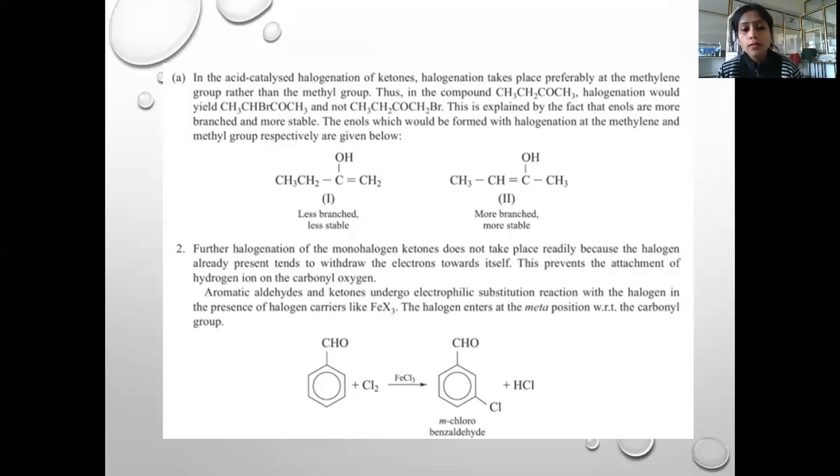Now, it has been found that the aromatic aldehydes and ketones undergo electrophilic substitution in the presence of FeCl3, and because we know that the aldehyde or the CHO group is meta-directing, the product is a meta-derivative of the halogen.